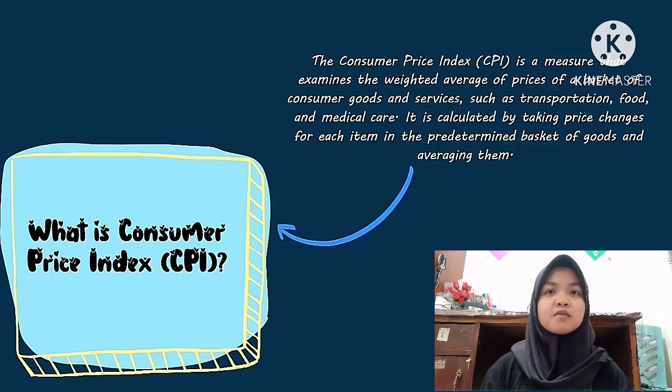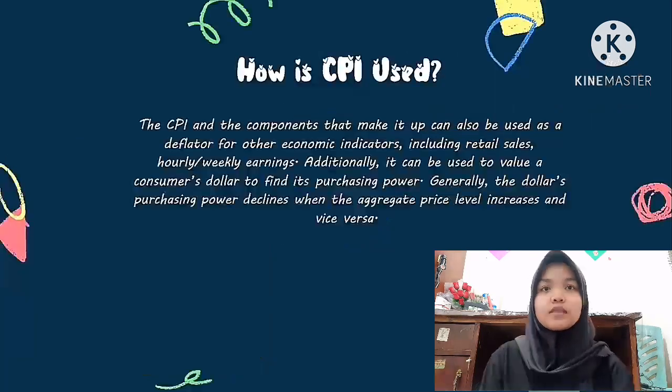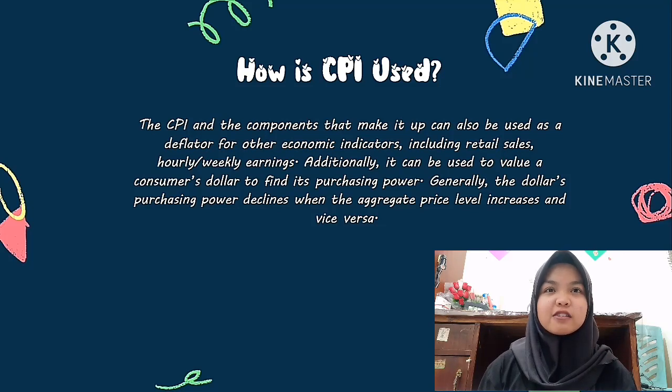A trimmed mean may be used as part of this. So, how is CPI used? The CPI and the components that make it up can also be used as a deflator for other economic indicators, including retail sales, hourly or weekly earnings. Additionally, it can be used to value a consumer's dollar to find its purchasing power. Generally, the dollar's purchasing power declines when the aggregate price level increases and vice versa.